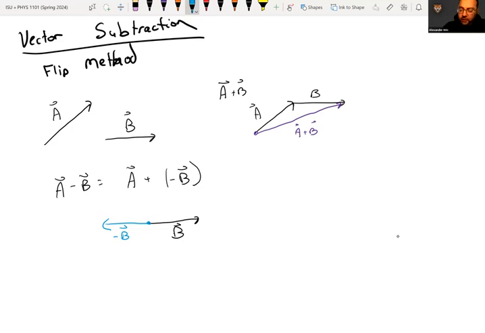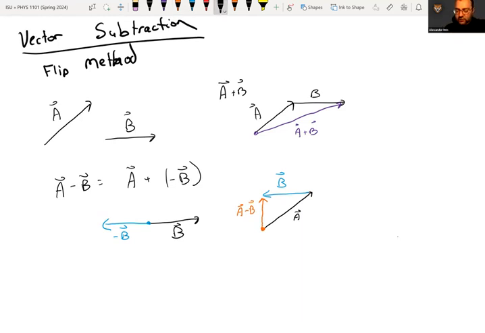Okay, so if I wanted to do A minus B, basically what I'd have is I'd start with A, just like before, but this time, instead of drawing B to the right, B now goes to the left. Okay, so it looks like this. Then what you do is, again, for the final one, we'll change to orange. You start from A and you draw to the tail of B. And that's going to give you A minus B. Okay. And that works fine.